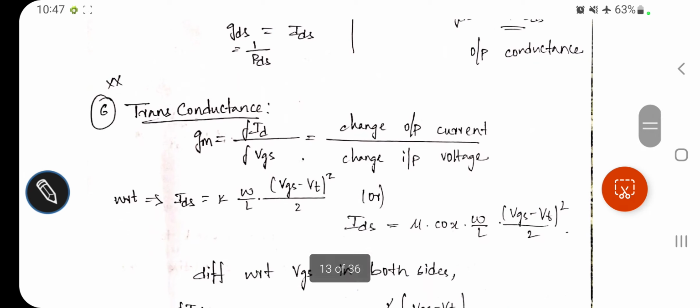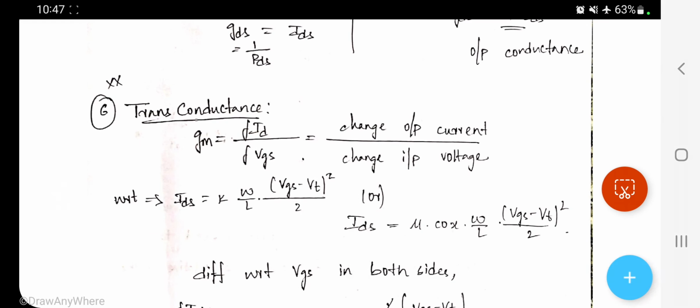Next we have transconductance GM, which is nothing but the drain current ID by the gate to source voltage. So transconductance relates output and input.